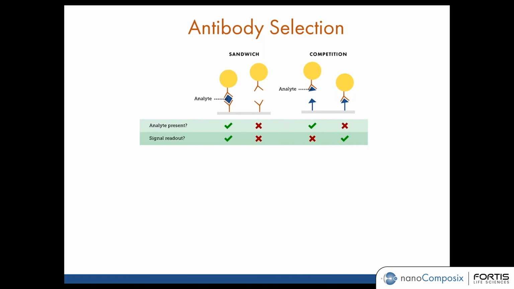The first one is a sandwich assay. This uses an antibody bound to a nanoparticle and an antibody bound to the test line to form a sandwich with an analyte and generate a positive signal. With a negative sample, no sandwich is formed and therefore no signal.